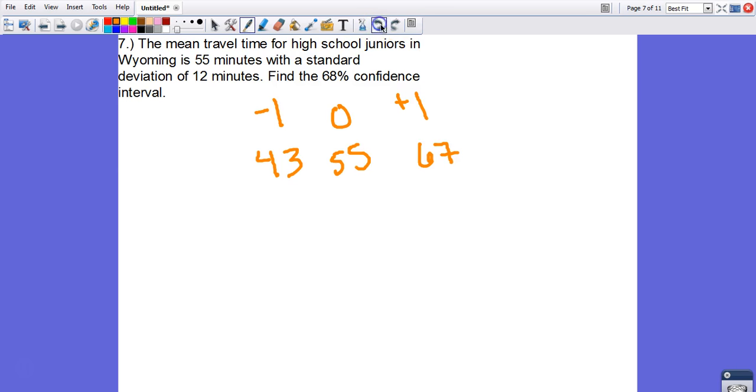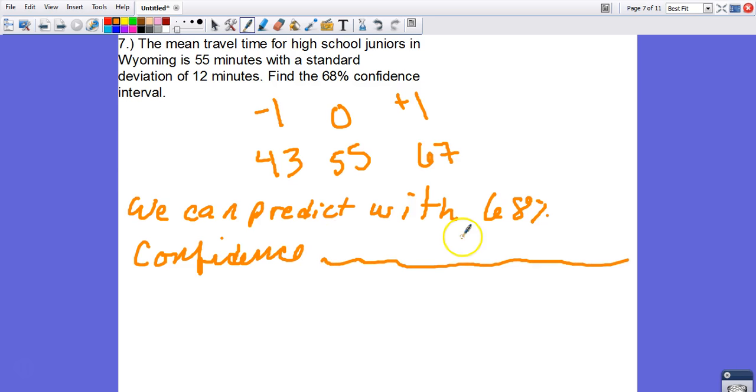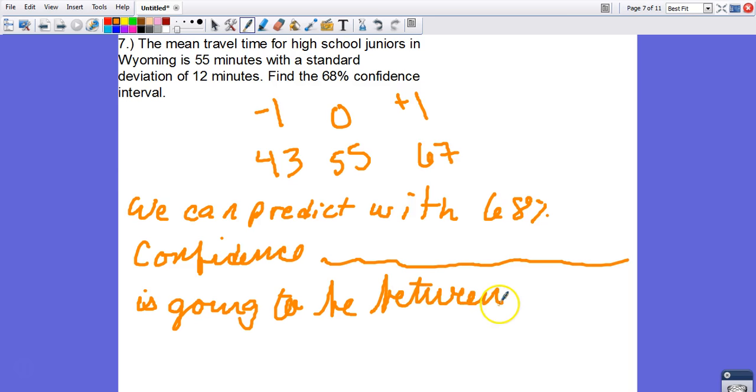I'm about to write on here. We can predict with 68% confidence that the travel time for high school juniors in Wyoming is going to be between 43 and 67 minutes.